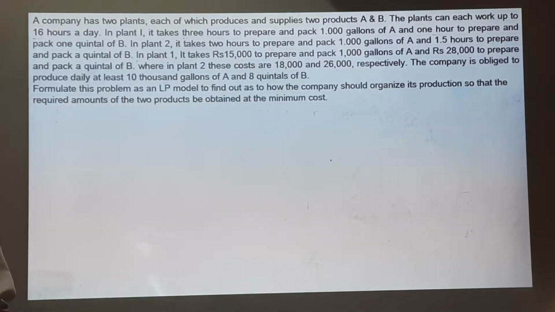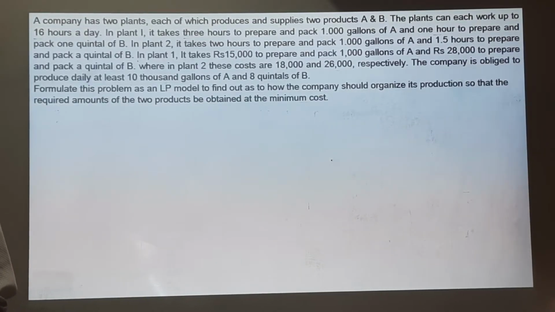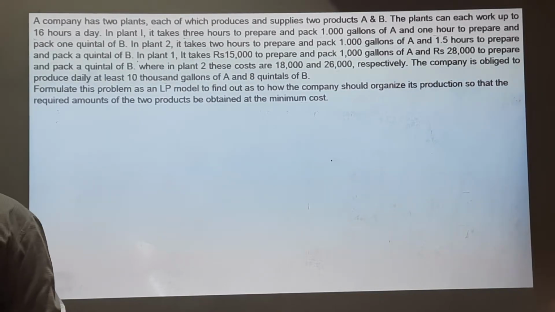This is another LPP model problem for formulation, actually an LP model problem. We have to formulate this linear programming problem. So just read out the problem.